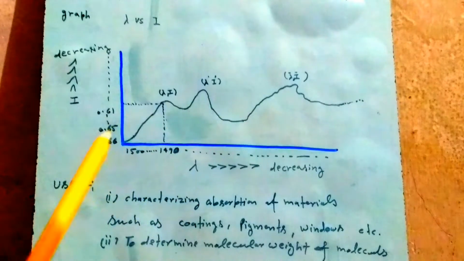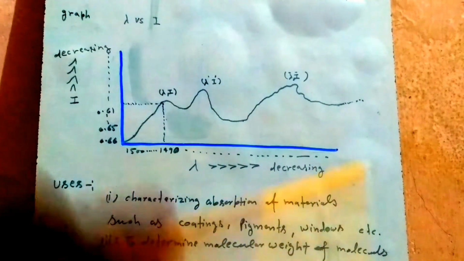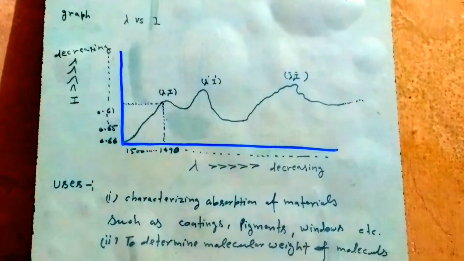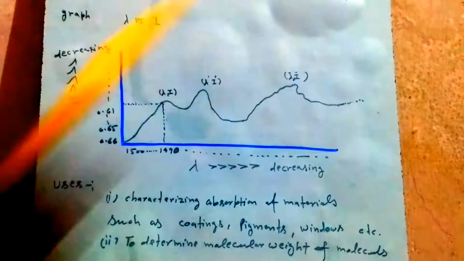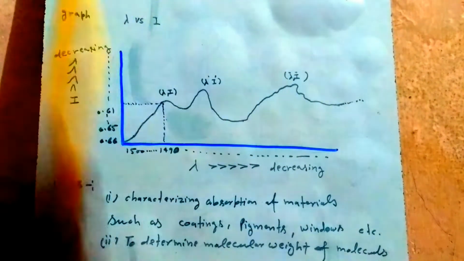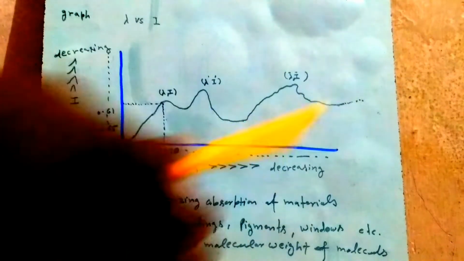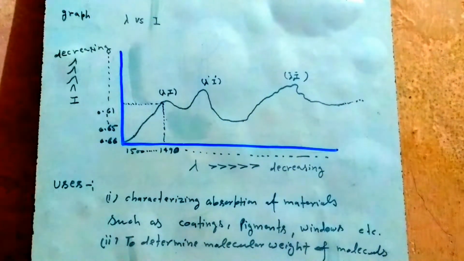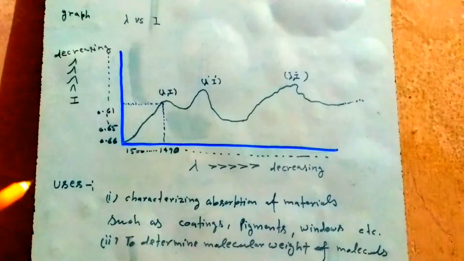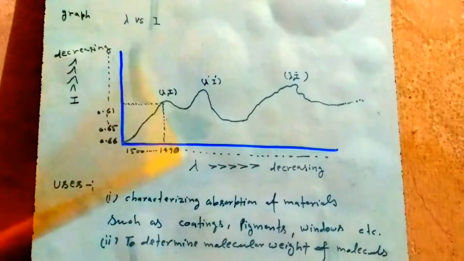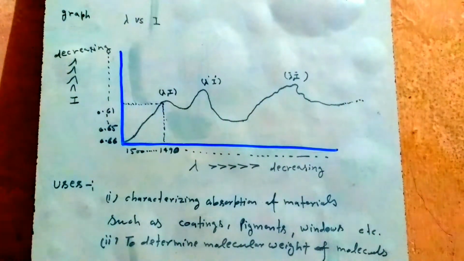There are fluctuations in the intensity of the monochromatic light, which are shown in this whole graph of intensity and wavelength. So this is, we can say, the signature of any sample you take to characterize. This graph is the signature of its structure and its properties.